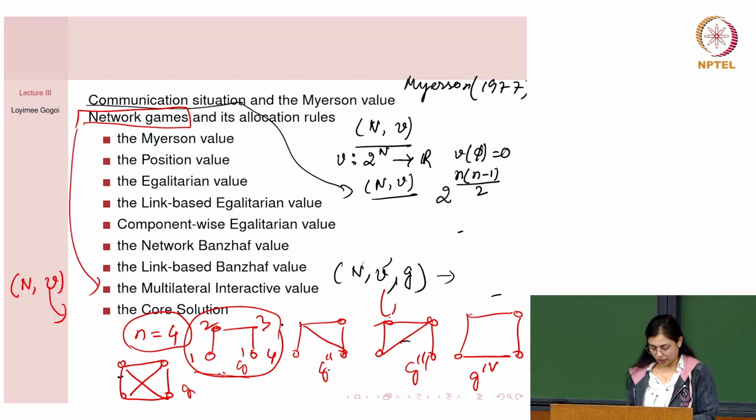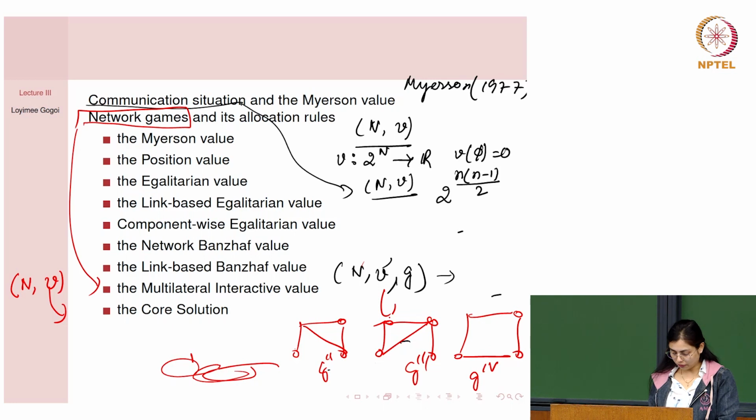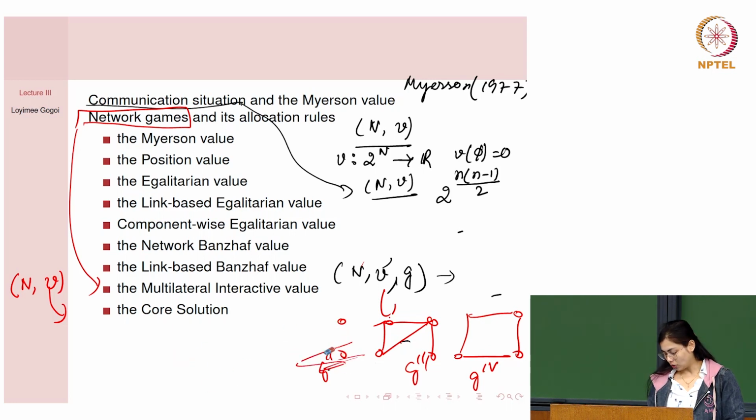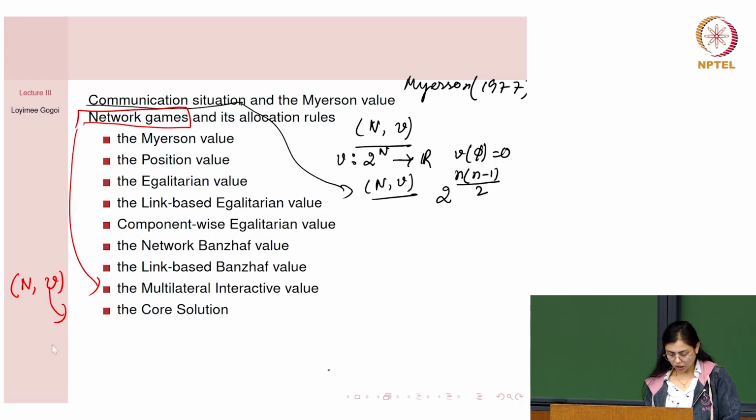Then we talked about the Myerson value, and some allocation rules. Once we have a network game, once we define the network, we can talk about allocation rules, how we are going to allocate value in a fair way. There are two types of allocation rule.